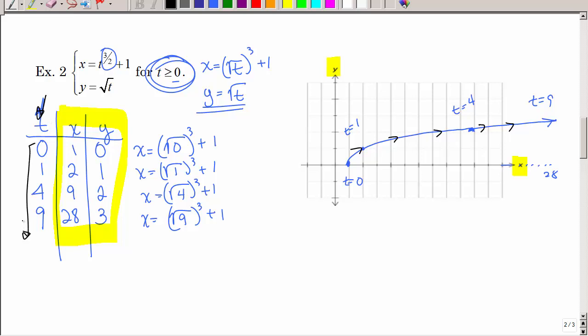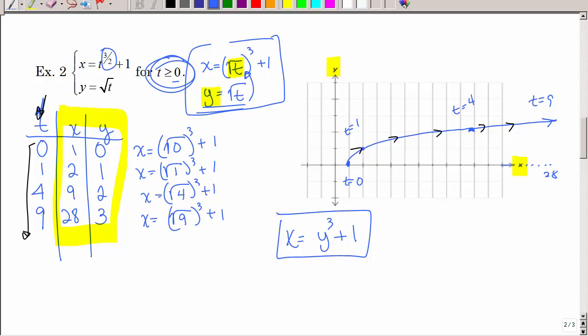Now let's eliminate that parameter. If I go back to here, square root of t is already solved for, and I can just plug that back in here, right? So I have x equal, and in place of the square root of t, I can put y. So I have y cubed plus 1.